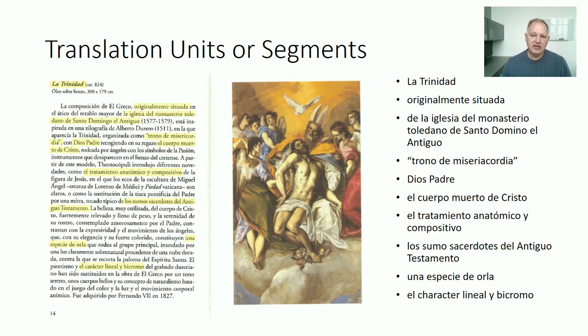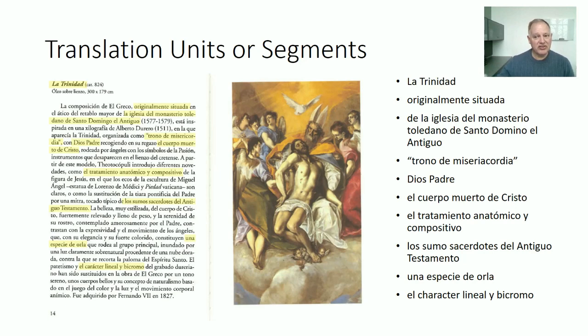And you can see I have different examples here. In the source text, there's a translation unit in quotes. It says, organizada como, quote, trono de misericordia, close quote. So if you're looking for an equivalent, you're going to have to look at that three-word phrase as your translation unit or segment, trono de misericordia, and you're going to find throne of mercy. That is the equivalent.